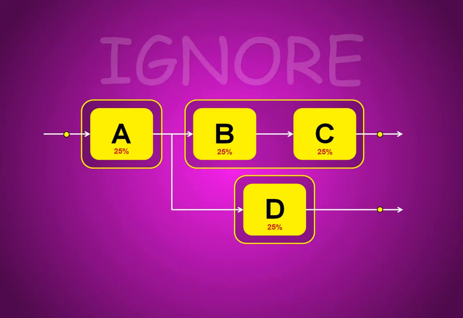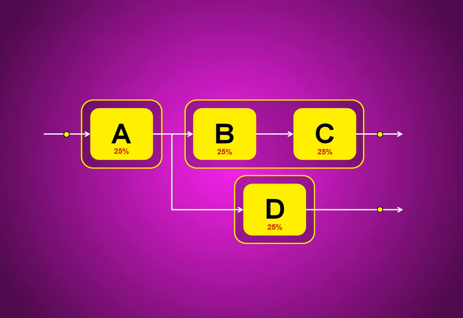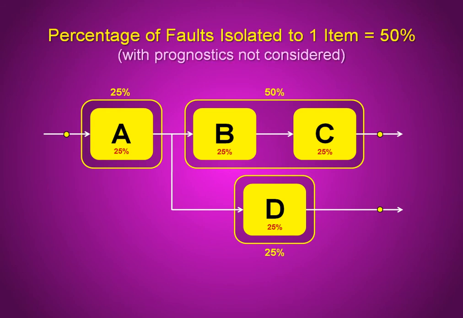As you can see, if we ignore any prognostics that may have been developed for this design, then 50% of our failures will be isolated to the two fault groups that contain items A and D. The remaining 50% will be isolated to the fault group containing both objects B and C. So, when prognostics are not taken into consideration, diagnostics will be capable of isolating faults to a single item 50% of the time. Now let's see what happens to our fault isolation numbers when we take prognostics into account.